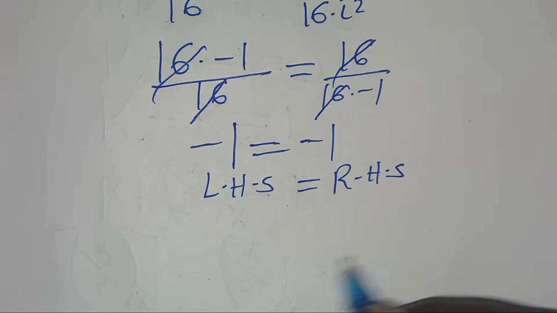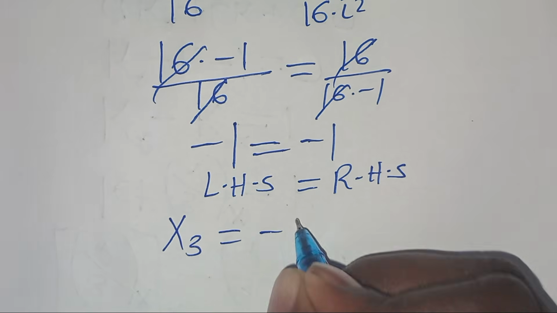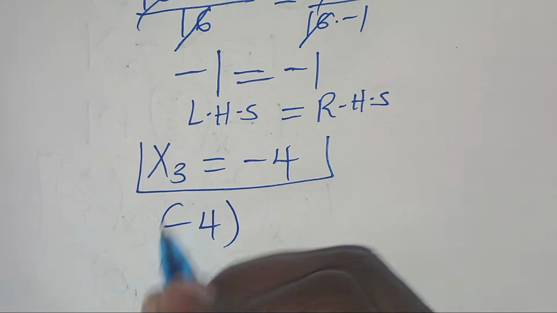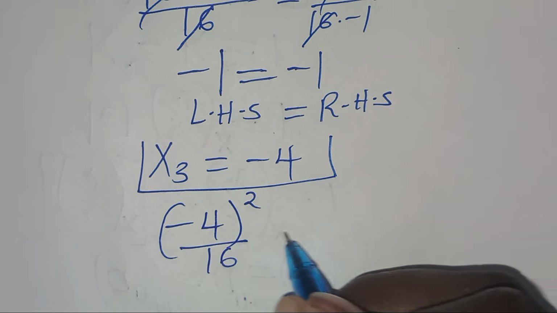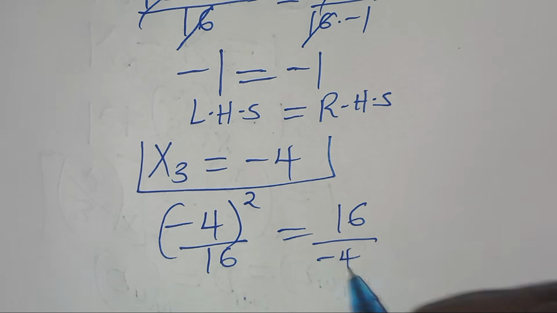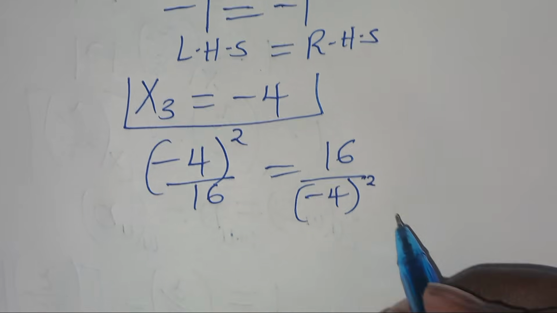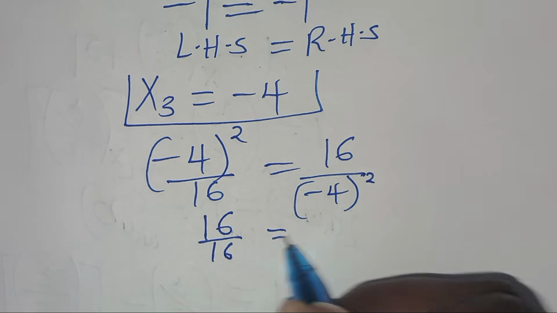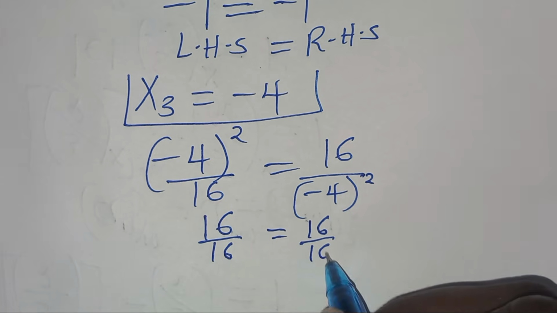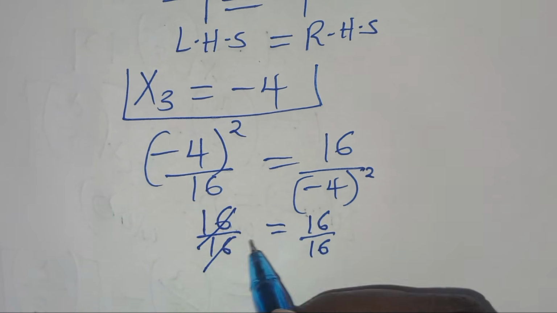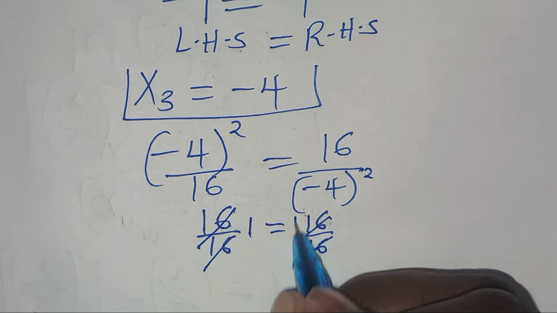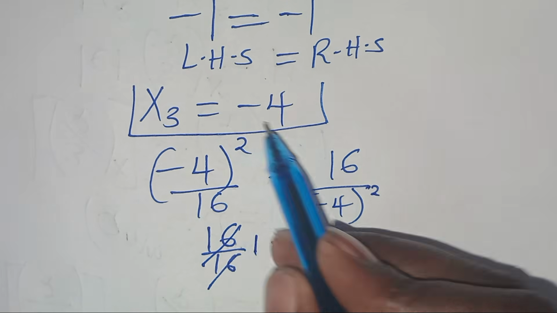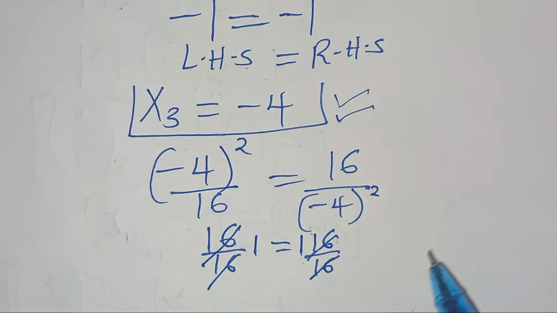Now let's check x3, which is equal to -4. In this case, we have (-4) raised to the power of 2 divided by 16, equal to 16 over (-4) to the power of 2. And this means we have -4 squared, which is 16 over 16, equal to 16 divided by 16. If we simplify here, we have 1, and if we simplify here, we have 1. So the left hand side is equal to the right hand side, and that proves that x3, which is -4, satisfies the equation.